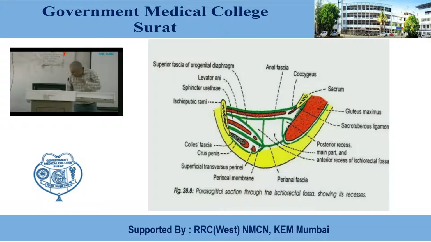So let's have a quick recap about this ischiorectal fossa, what we have discussed till now. First I have introduced the ischiorectal fossa as a wedge-shaped space on each side of the lower part of the rectum and anal canal. Then I have told about these boundaries: lateral wall, medial wall, apex, base, anterior boundary, posterior boundary, and then extensions, that is the anterior recess and posterior recess.